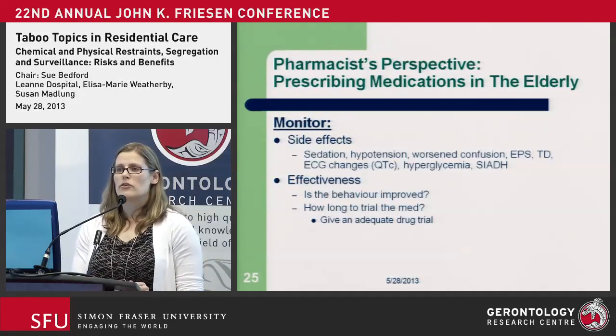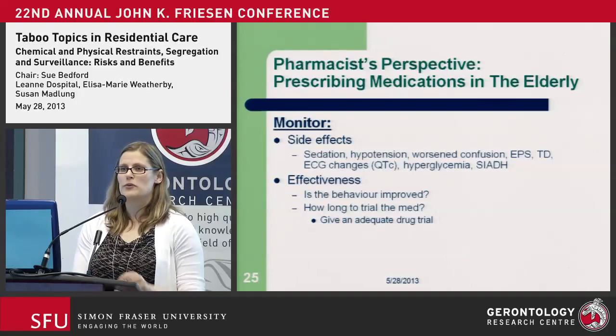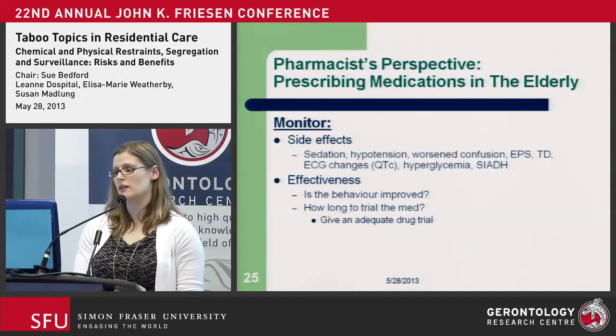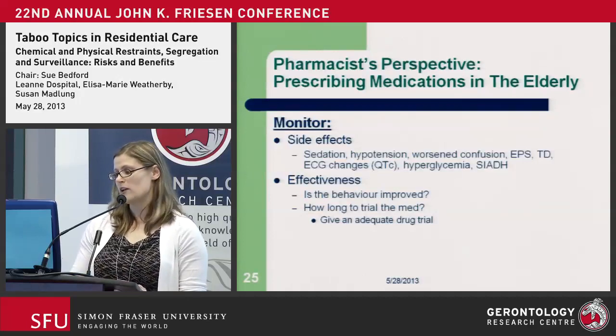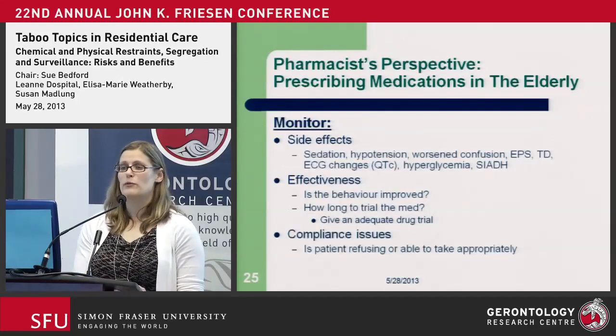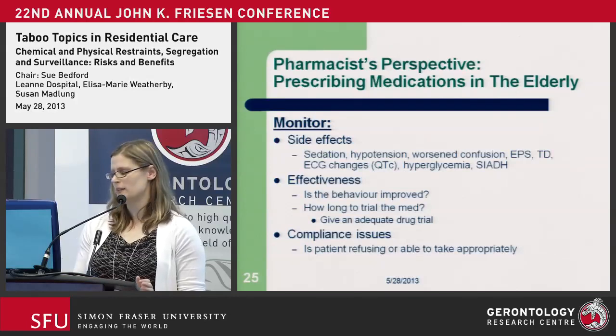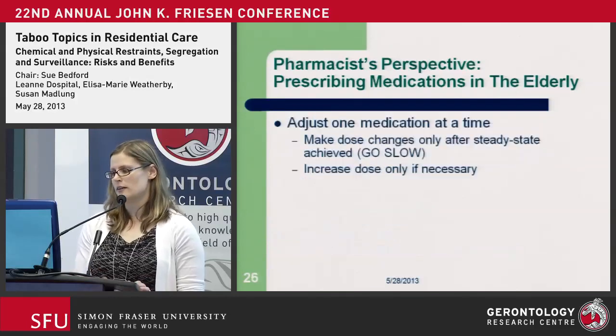And how long would you give a trial of a drug? So you have to know how the drug works, how long it takes to build up in the system before you can get an effect. You have to give the drug an adequate trial. Then we, like I said before, look at compliance issues. Is the patient actually getting the medication, or are they spitting it back out and they're not getting anything, and we've left them on it for 3 months? Doesn't make any sense.